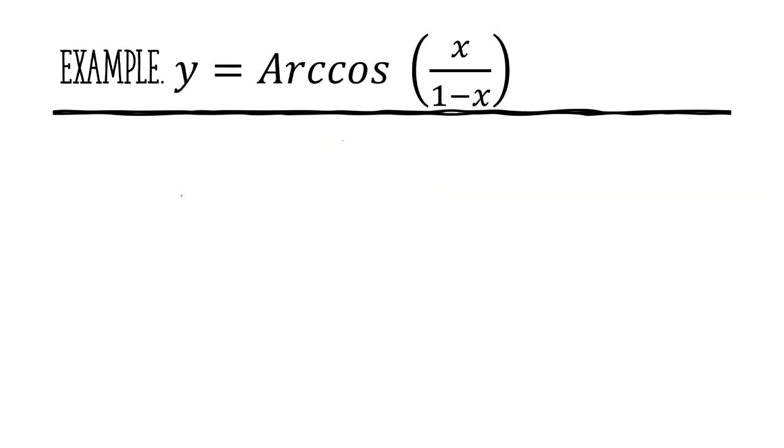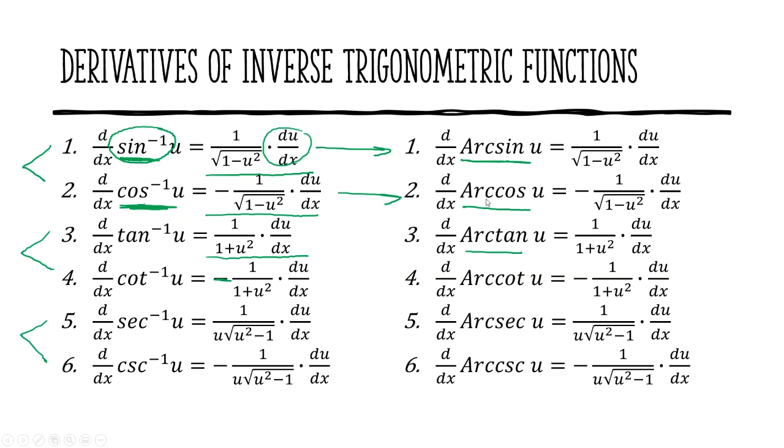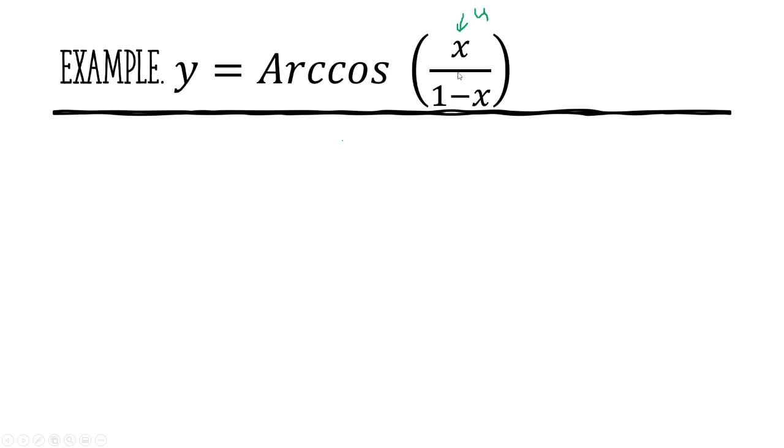We have here our first example, which is the derivative of y equals arc cos of x all over 1 minus x. So this will be our u so that we can satisfy the inverse trigonometric function of arc cos. Our angle is the u. Here our angle is x all over 1 minus x. We also have to find the derivative of our u. So we have du over dx.